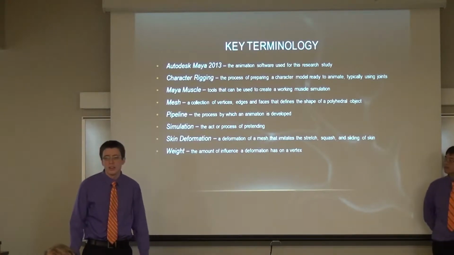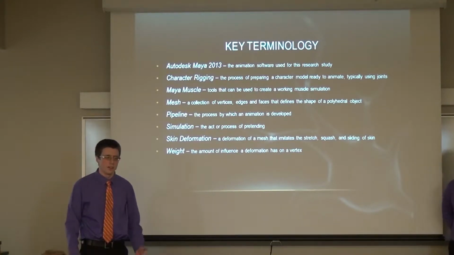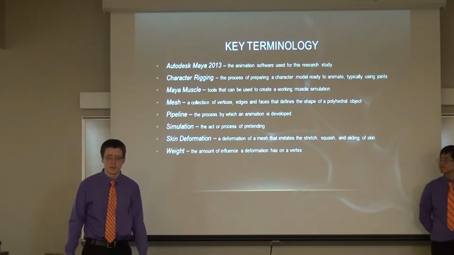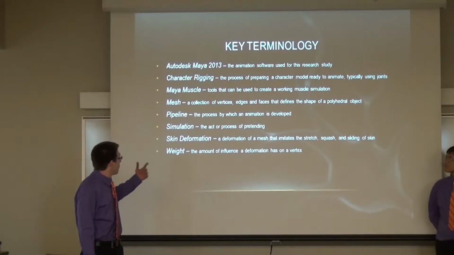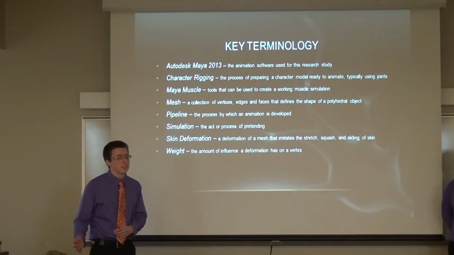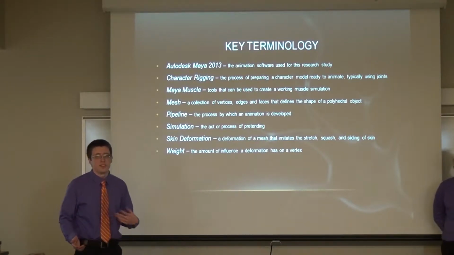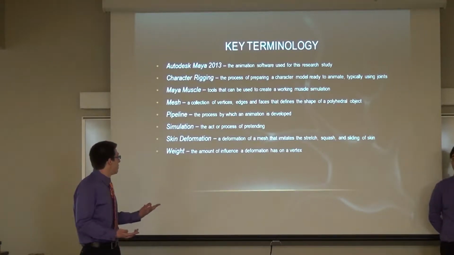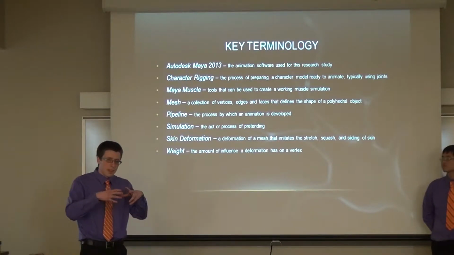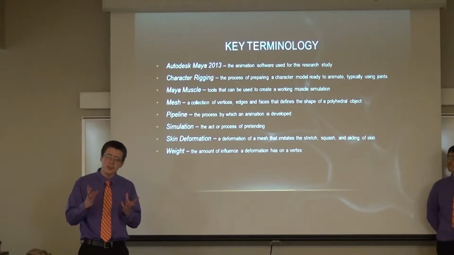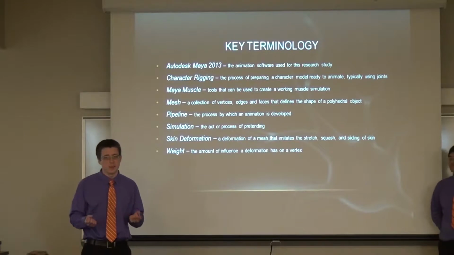Next would be character rigging. Character rigging is the process of getting a character ready for animation. Moving down, Maya Muscle is the tool that we're going to be focusing on, which I'll get into more detail shortly. Meshes, series of vertices, edges, and faces make up a character model. I guess in this case it's a character model. I mean, it can be an environment.